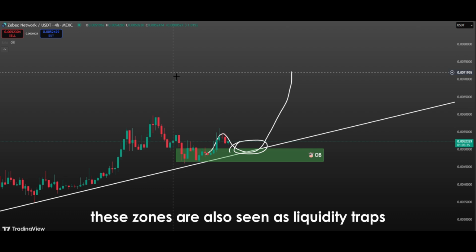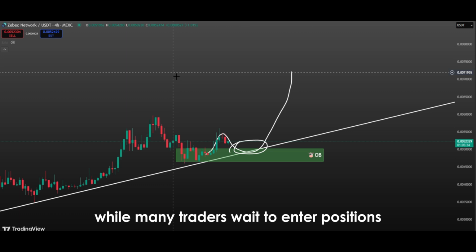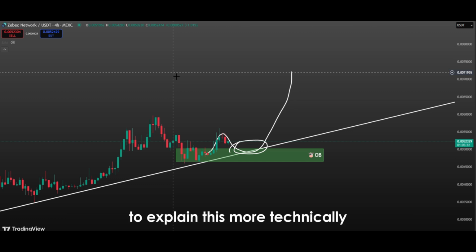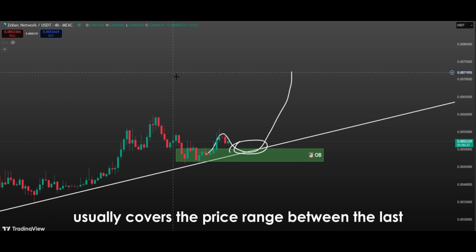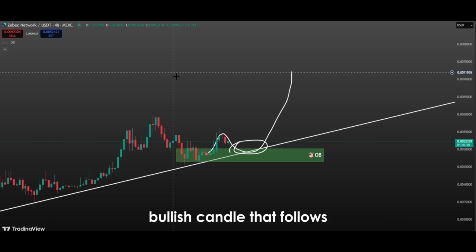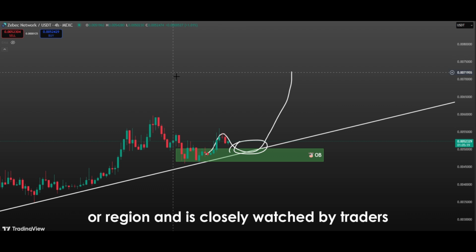These zones are also seen as liquidity traps in the market. While many traders wait to enter positions around such levels, institutional buyers typically become active here. To explain this more technically, a bullish order block usually covers the price range between the last bearish candle and the start of the strong bullish candle that follows. This zone is typically marked as a horizontal box or region and is closely watched by traders.